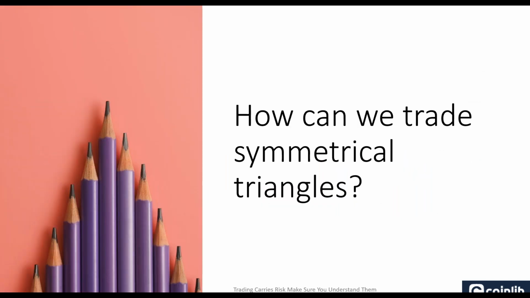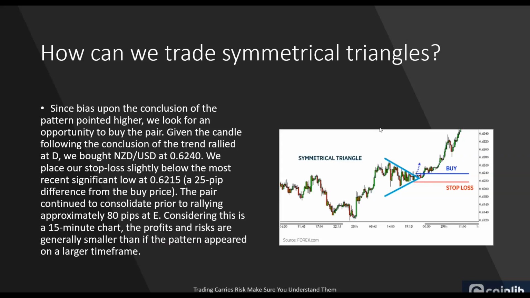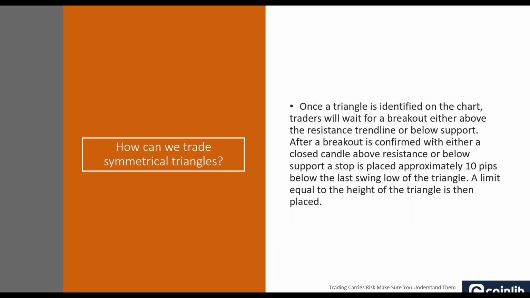So the question is, how can we trade the triangle? Once we've got our point for our buy, our point for our stop loss, our point for our profit target, okay. Once the triangle is identified in the chart, traders will wait for a breakout either above the resistance trend line or below the support. After the breakout is confirmed, with either a closed candle above or below, a stop loss can be placed approximately 10 pips below the last swing low of that triangle. A limit equal to the height of the triangle can then be placed.